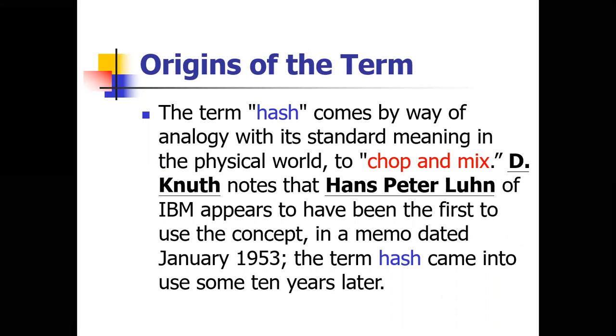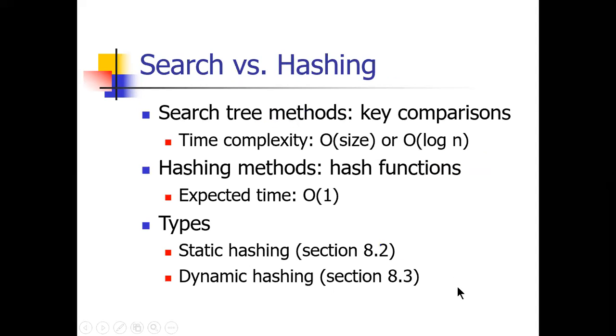Now, what is the origin of hash? Why is it called hash? The term hash comes by way of analogy with the standard meaning in the physical world, which means to chop or mix. Knuth wrote that Hans Peter Luhn of IBM appears to have been the first to use the concept, in a memo dated January 1953. The term hash came into use some 10 years later. So basically, hash comes from the word chop or mix, but we'll go for the word mix as we have seen earlier. Hashing tables mix the keys and the attributes or associated values.